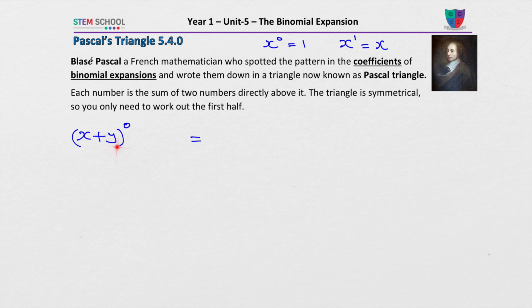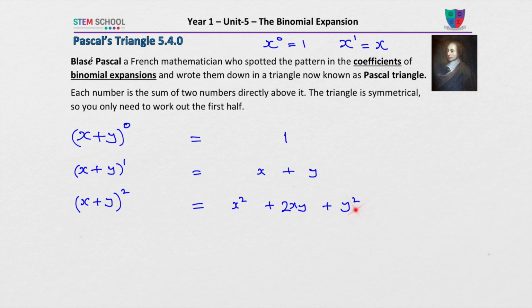Now I'm going to expand the binomial, starting with a power of 0. Anything to the power of 0 is 1, so the expansion for this one will be 1. The expansion of x plus y to the power of 1 is just x plus y. The expansion of x plus y to the power of 2 equals x squared plus 2xy plus y squared. Let's just do one more. The expansion of x plus y cubed equals x cubed plus 3x squared y plus 3xy squared plus y cubed.